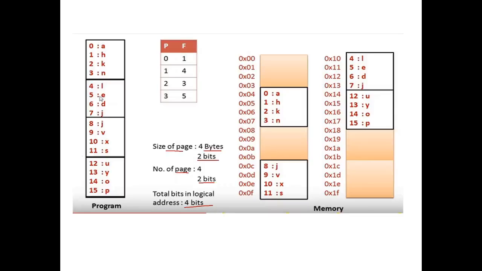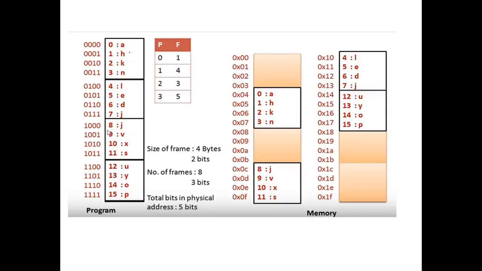So the total bits in the logical address is 4 bits. So 4 bits will be taken to specify the logical address. You can see this is the logical address, and it is of 4 bits: 2 bits for the size of page and the remaining 2 bits for the number of pages.